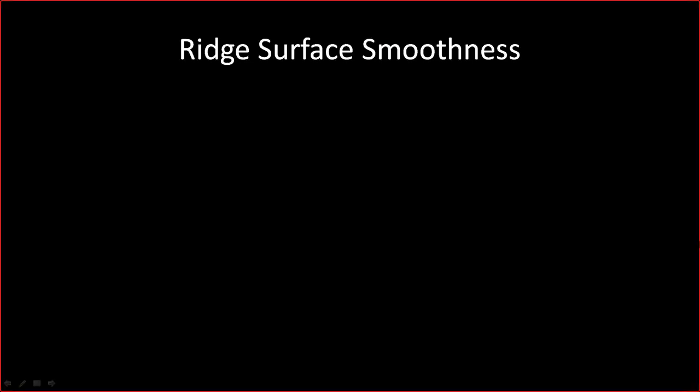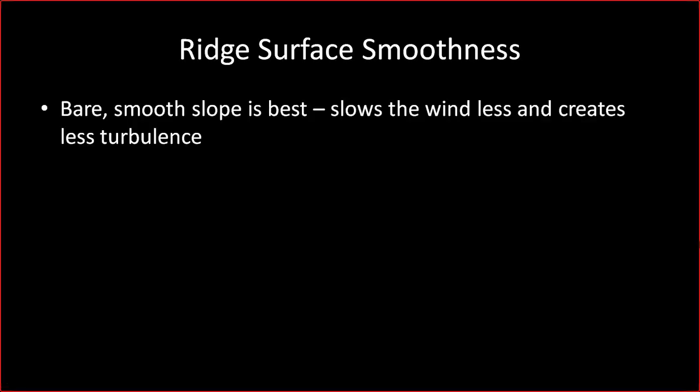Next, there's the issue of the smoothness or roughness of the ridge surface. A bare, smooth slope is the best. So a lot of the desert ridges with very little vegetation on them, if the ridge is continuous enough and doesn't have a lot of breaks and gaps in it, that tends to be the best ridge lift, the most pleasant to fly in, rather, the smoothest. You might even get a little more lift for a given wind speed because you don't have all this vegetation slowing the wind down. But the main thing is you'll notice the difference in turbulence.